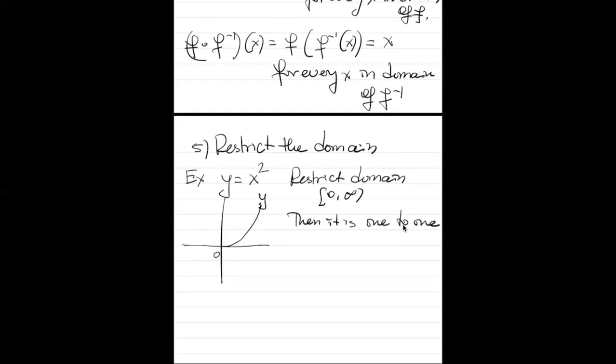So here is a restricted domain for a function. So switch x and y, solve for y. And here's our inverse, square root of x. This concludes the video for 5.2.